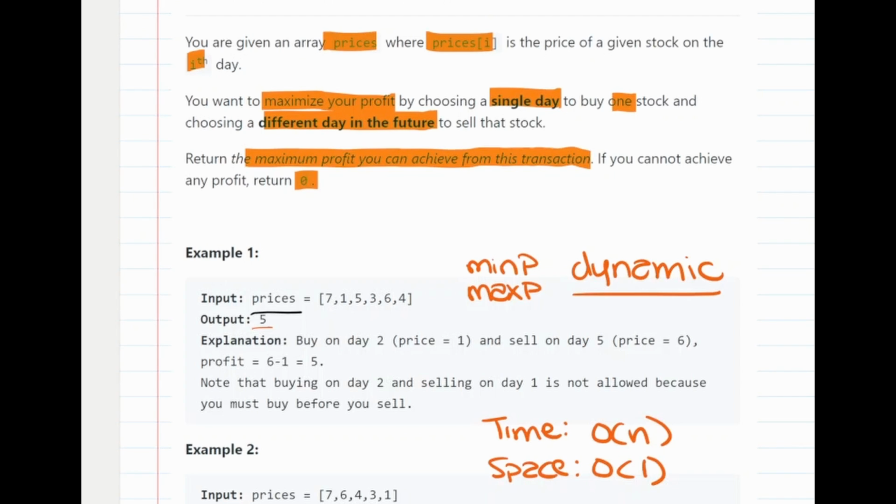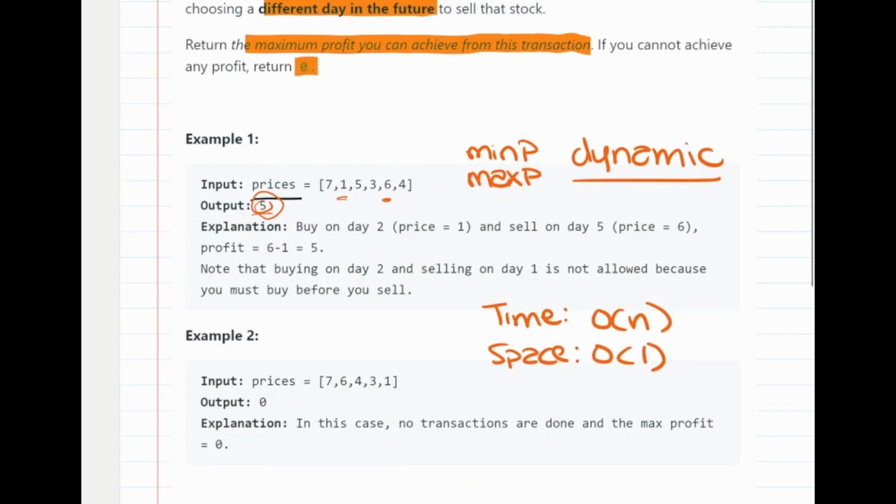So we buy our stock at 1, and then we're going to go on day 5, which is this 6, and we're going to sell right here when the value is 6. And that's going to lead to a profit of 5 right there. Note that buying on day 2 and selling on day 1 is not allowed because you must buy before you sell. Yes, if we had 7 back here, we would have a profit of 6, but because that 7 is earlier, that would be a negative profit. So between 7 and 1, we're going to have a negative profit of 6. So we are actually going to be losing money if we do it that way.